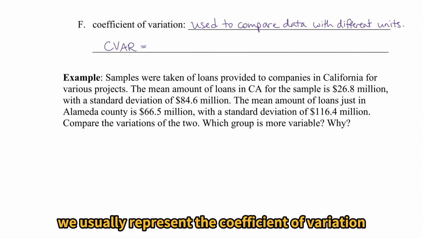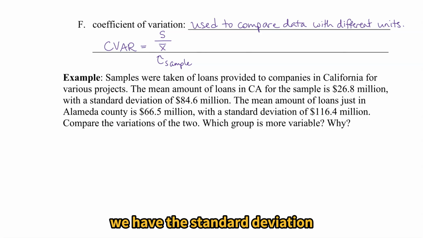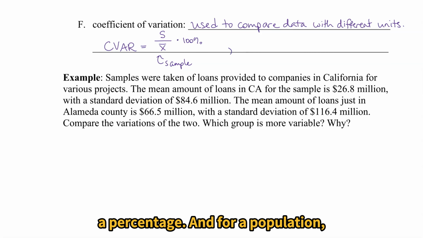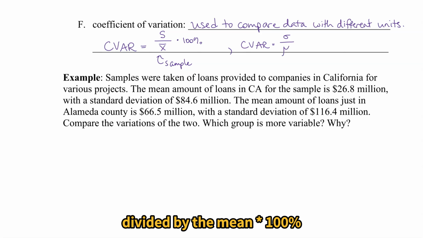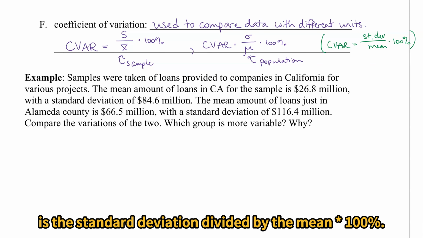We usually represent the coefficient of variation with C var, and for a sample, we have the standard deviation divided by the mean times 100% to turn it into a percentage. And for a population, we have the standard deviation divided by the mean times 100%. So essentially, the coefficient of variation is the standard deviation divided by the mean times 100%.